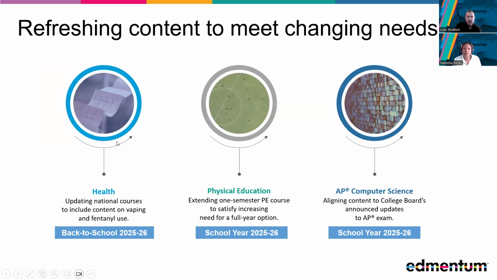So as mentioned, we're getting updates on new courses, extending our 1 semester PE option, which we already have, into a full year option. And again, ensuring that the computer science AP course is aligned to the College Board's announced updates.